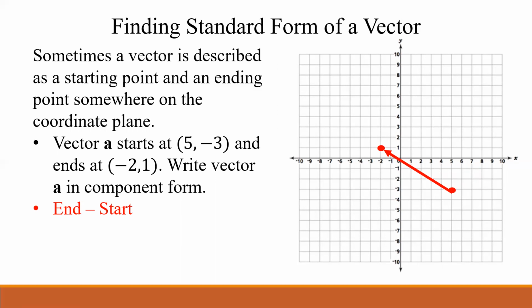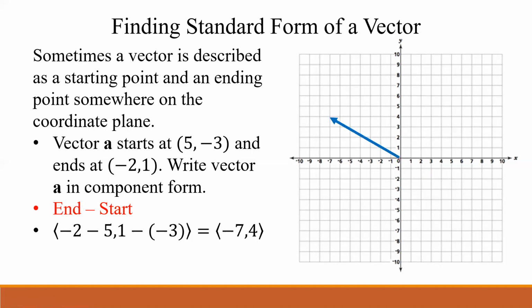Super important to know that order. Okay, so end minus start, you just subtract the x's, subtract the y's, and you got it. So in this case, -2 minus 5, 1 minus the -3. Watch the signs as always. You end up with -7, 4. So instead of being there in standard form, now my vector is there. It's the exact same length, exact same orientation, but now it's in standard form, so I can find the magnitude and direction if I wanted to.